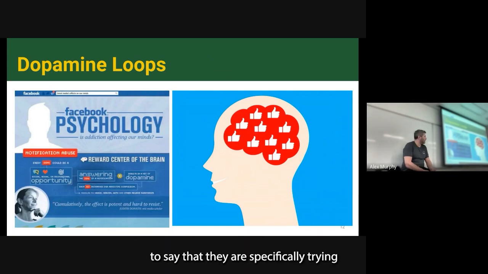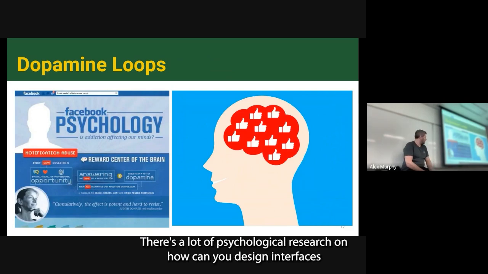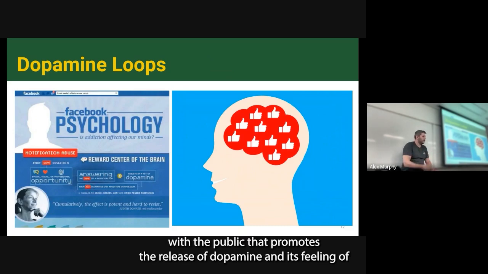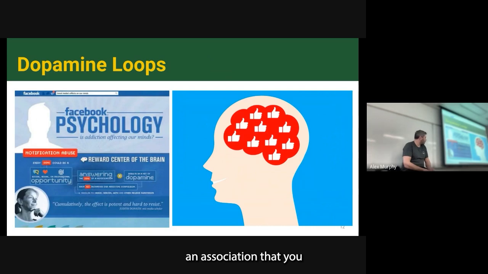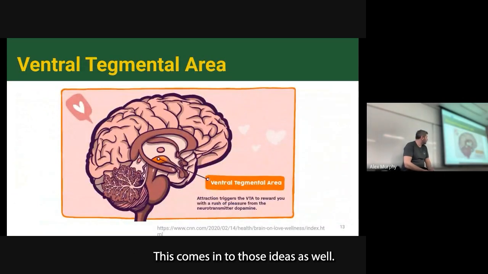A lot of stuff comes out to say that they're specifically trying to target the reward system and have us hooked on social media. And there's a lot of psychological research on how you can design interfaces with the public that promote the release of dopamine and this feeling of an association, a behavior that you would like to repeat. So if you are aware of reinforcement learning, this comes into those ideas as well.